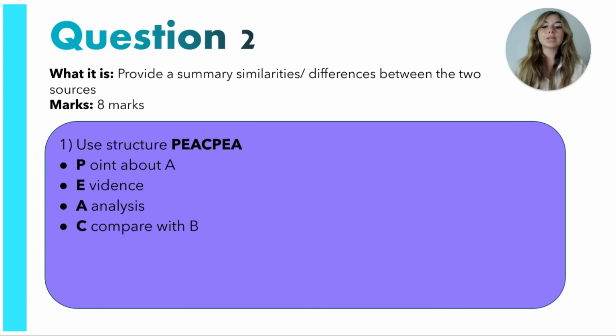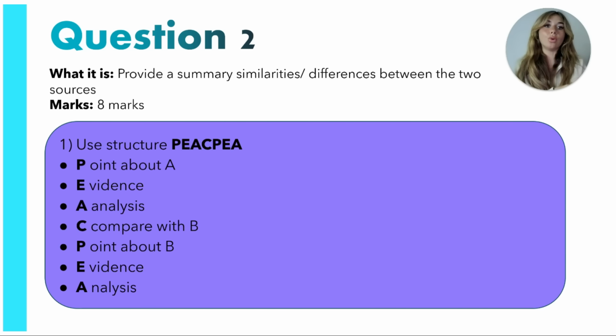And then C is compare with B, so you're going to do a comparison, explain the comparison, how it's different or similar, depending on what the question is. P is point about B, so you're repeating this again. Give me your point, be very clear though, make sure it links to whatever the question's asking. E is evidence, again, embed your evidence. And when I say embed, I mean don't say this is shown by the quote, embed it in so it flows, make it seem like it's part of the sentence that you're writing.